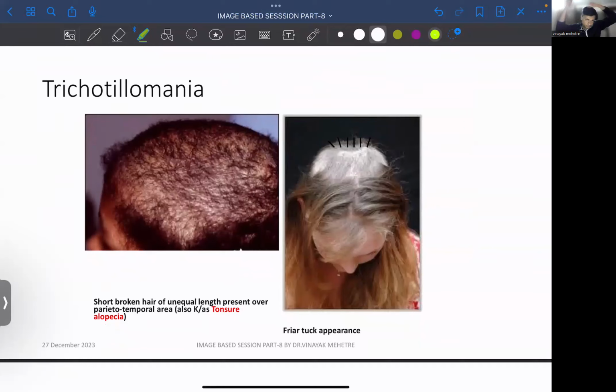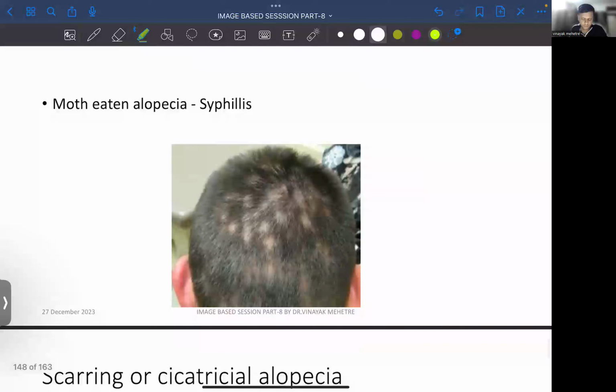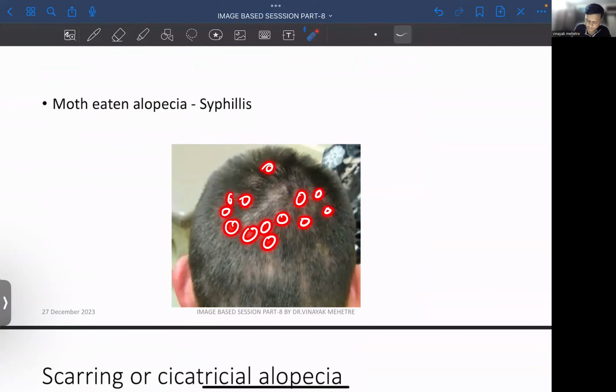ओके, trichotillomania, what is going to happen, we are going to take out the hairs from whichever side we want to take, so there will be holes, कहीं पर भी मिलेंगे. Okay, there will be holes, yes. The circular lesions present in hair will be called as moth-eaten alopecia, seen in syphilis.